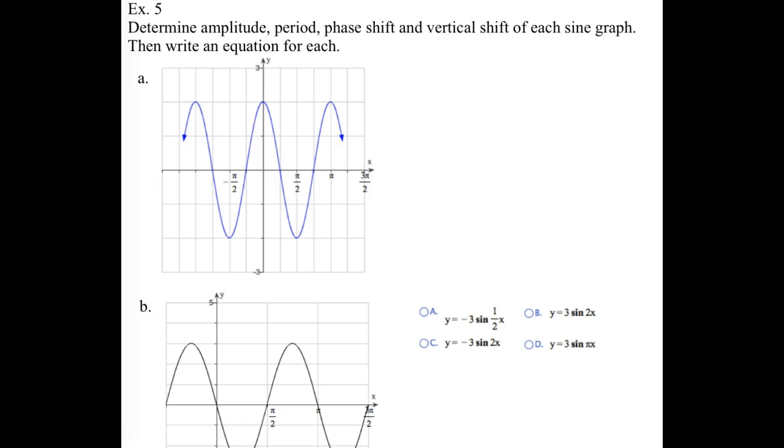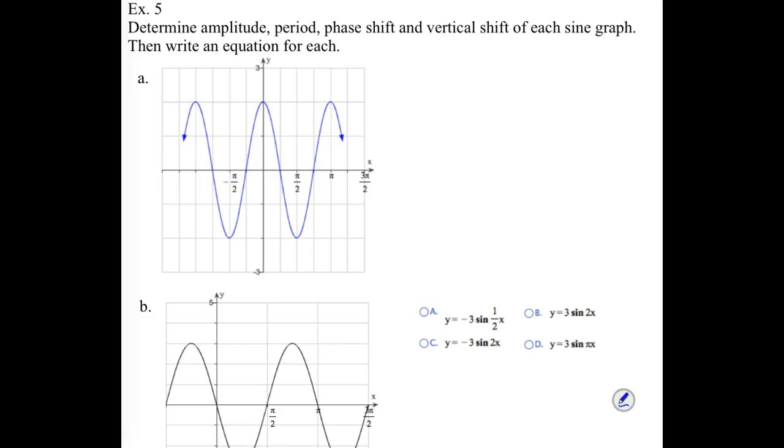All right. For example 5, it says determine the amplitude, period, phase shift, and vertical shift of each sine graph, and then write an equation. When you are taking your ACT or MCA tests, the most they would probably have you do is they would give you an equation or a graph and just ask you to interpret it. So that's kind of what they're asking in this example.